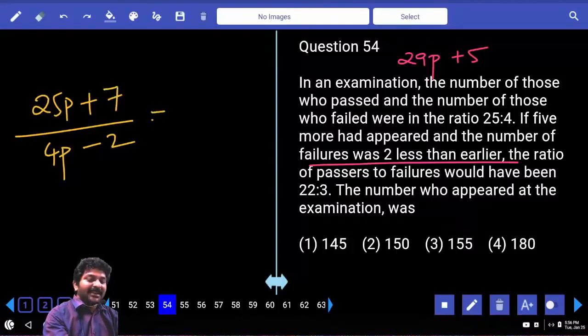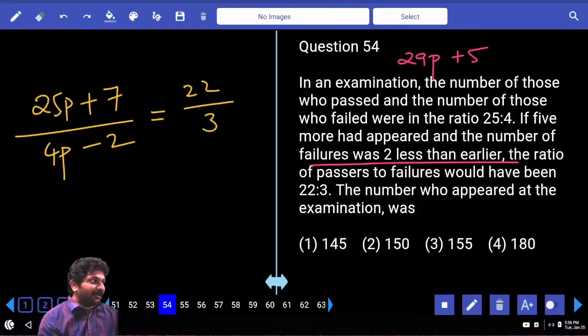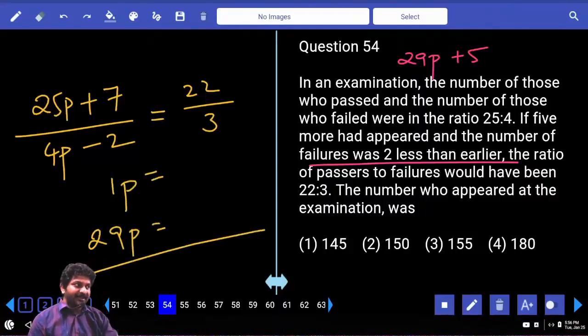7. And these are the number of past candidates and failure candidates, whose ratio is equal to 22/3. Just go for simplification, cross multiplication, get 1 part value. After that 29 parts is your final answer. This is the procedure. If you calculate this, you get 1 part value as 5. Then the answer is 29 times 5, which is 145. Final.